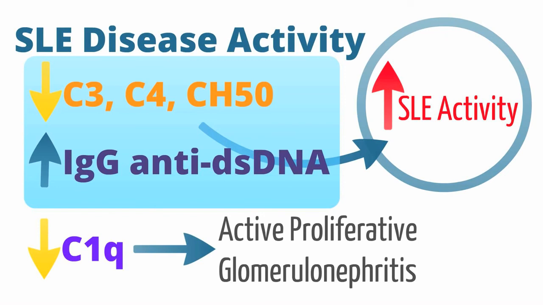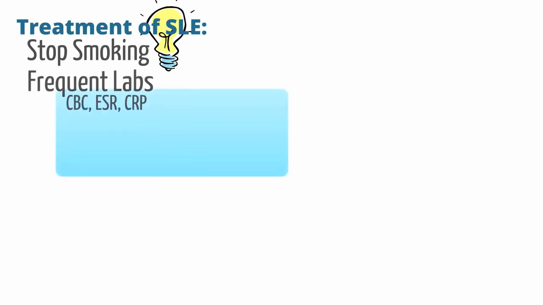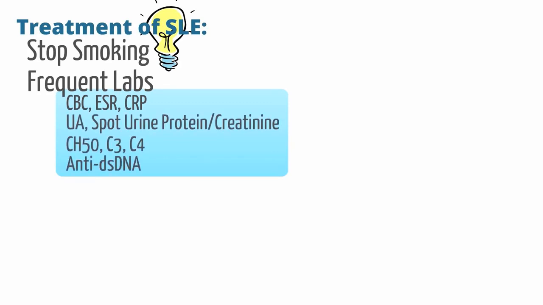The next important step in understanding lupus is understanding treatment. One of the most important factors in decreasing disease activity is to stop smoking. Smoking has been linked to worsening disease activity and worse outcomes. Like I mentioned before, lupus patients should be monitored with frequent labs. These labs include CBC, an ESR or erythrocyte sedimentation rate, CRP or C-reactive protein, urinalysis, spot urine protein and creatinine, CH50, C3, C4, and anti-double-stranded DNA.